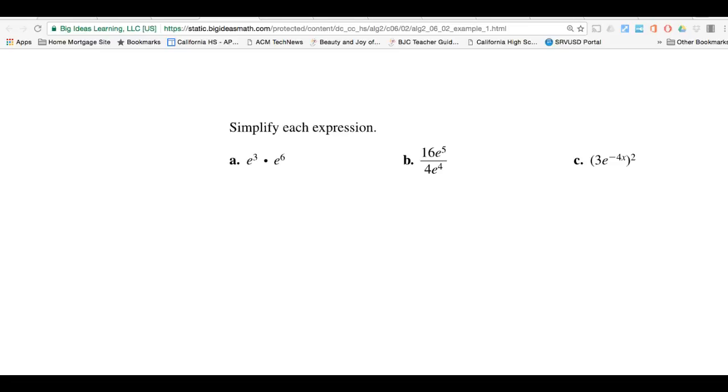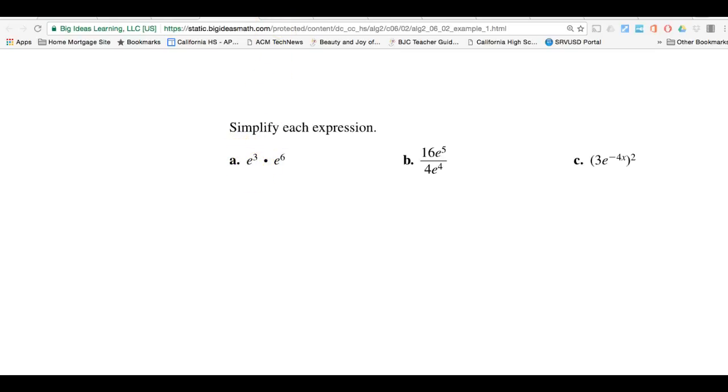All right, so here is our first problem in section 6.2. And for this first part, you're going to notice that we are just simplifying some expressions that have exponents in them. But one thing that should strike out at you right away is this little letter E that we're using in here as our base. Now, normally for variables we use letters like X or Y or Z, but this is a little different here.